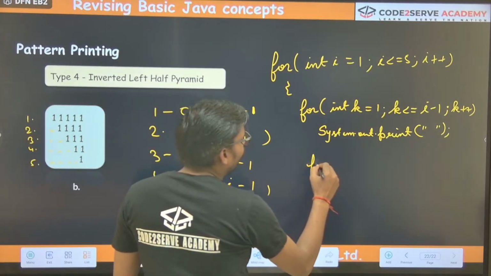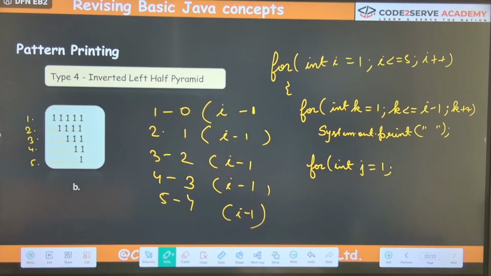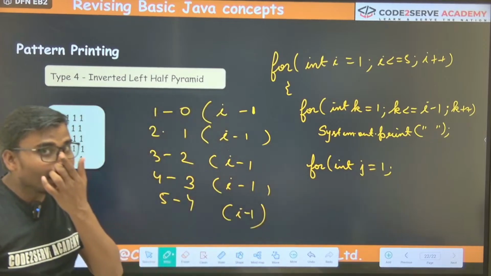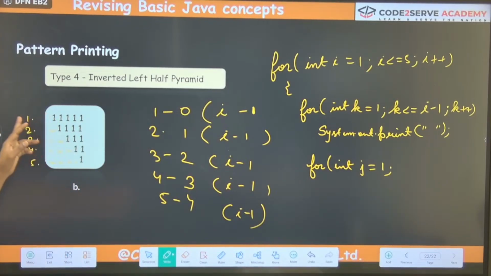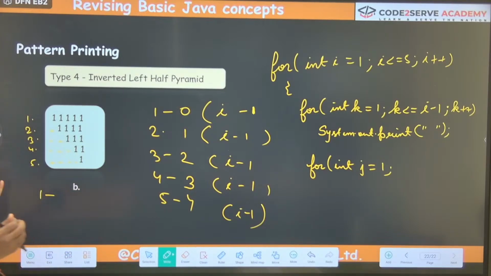Now, after printing the white spaces, you need to write the J loop. So you will say for int j equals 1. Now you see, in this part, I'm always starting from 1. Now see the second scenario. For row number 1 you need 5 columns. For row number 2 you need 4 columns. For row number 3 you need 3 columns. For row number 4 you need 2 columns, and for row number 5 you need 1 column.